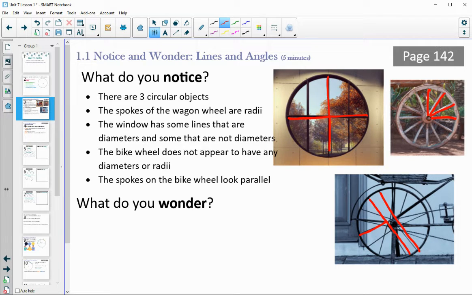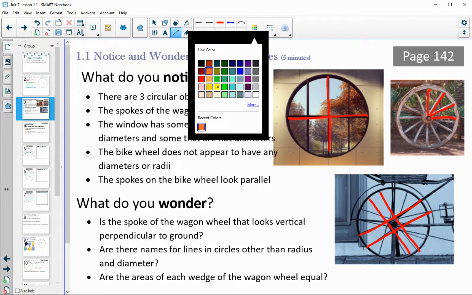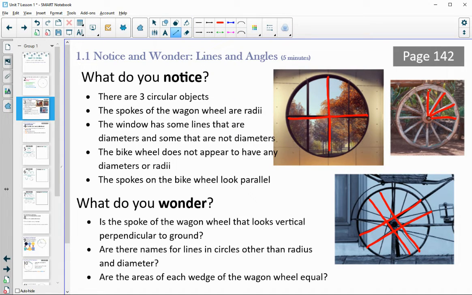And the spokes on the bike appear to be parallel. Could have come up with other things. That's just a few. Some things you might have wondered about. Is the spoke on the wagon wheel that looks vertical, okay, so the one that looks like it could be vertical, is it perpendicular to the ground? So is this going to give you a 90-degree angle here?